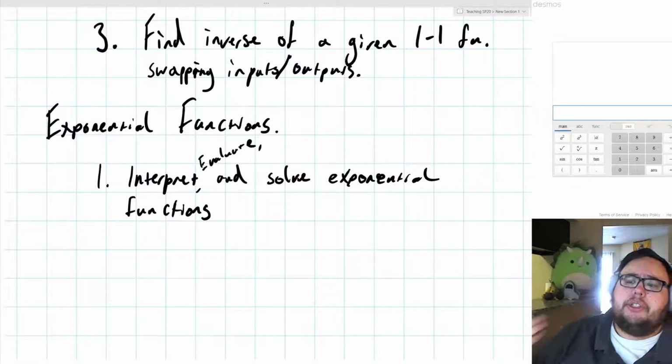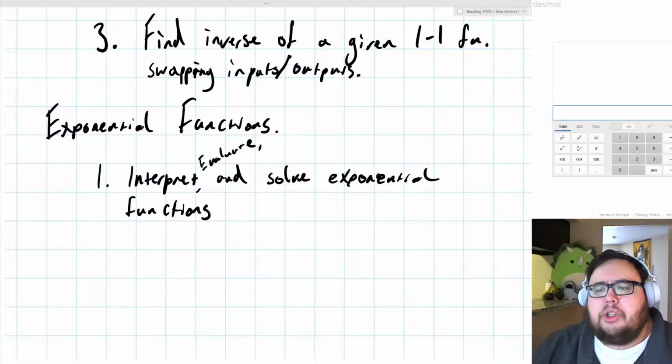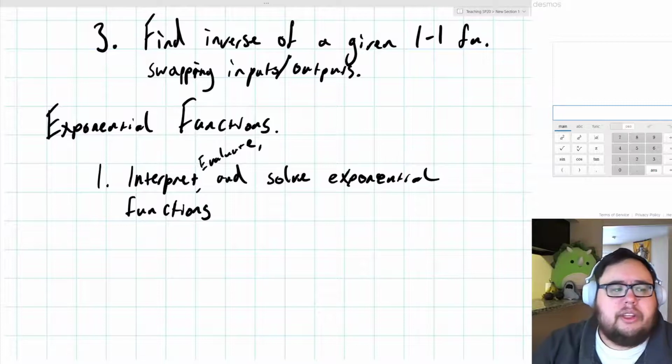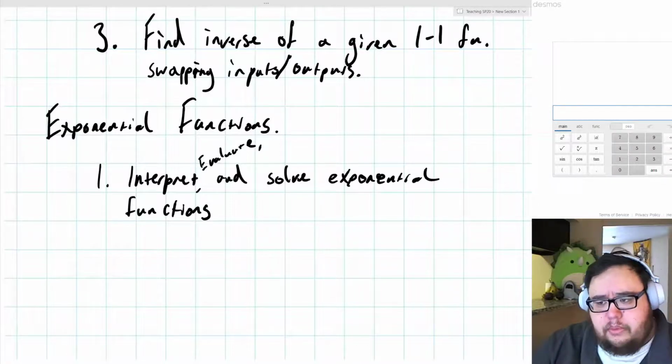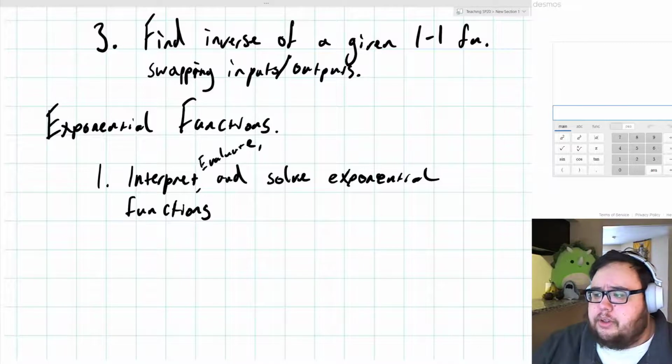You also need to be able to solve exponential functions. That means solving for the independent variable when given the dependent variable. For instance, I give you a formula for compound interest and ask you how long it's going to take for you to make $10,000 in the account, right? Those are things that we did in class, and you should feel relatively comfortable with at this point.